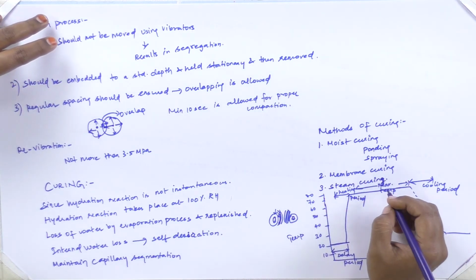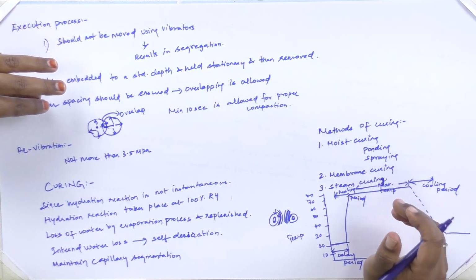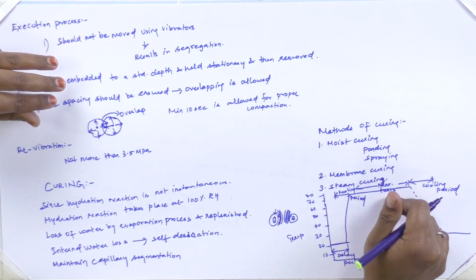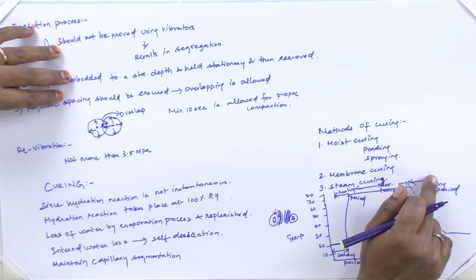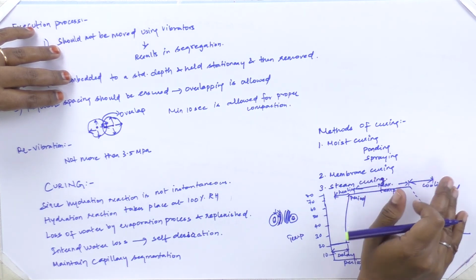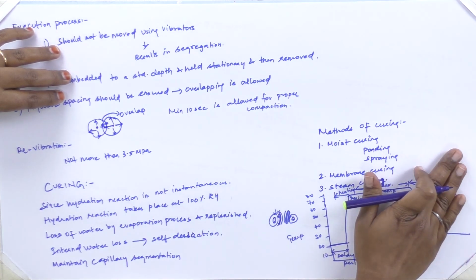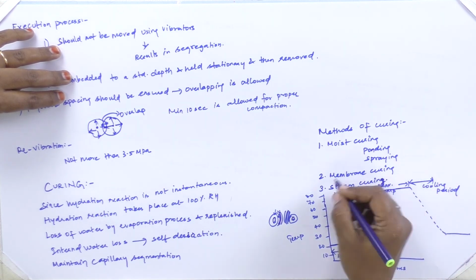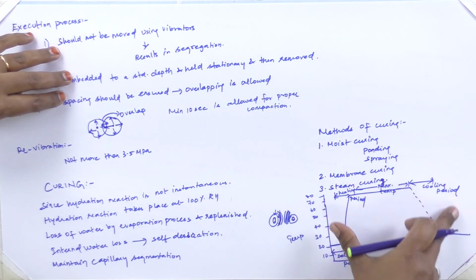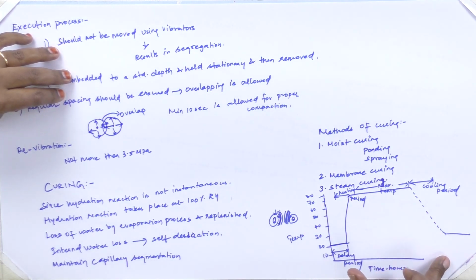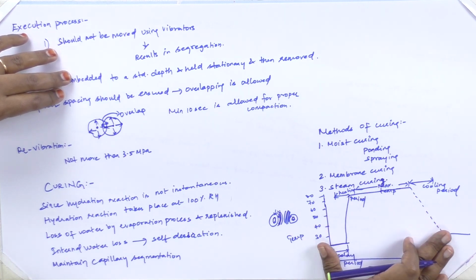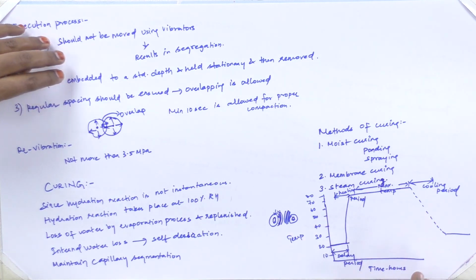So when there is a requirement that I have to get a concrete of required grade within a shorter duration, I can go in for the steam curing, but that steam curing should be done as per this steam curing cycle, so that we will get a concrete of required property. And that's all about compaction and curing.